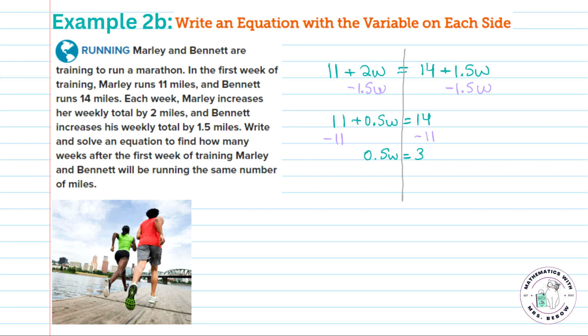And then we're going to divide both sides by that half that W is being multiplied by because, again, we don't want that there. And then we're going to find that W is equal to 6. So 6 weeks is how long it's going to take until they are running the same number of miles.